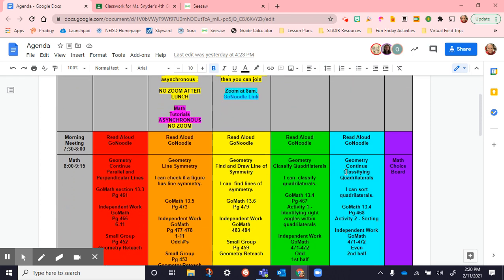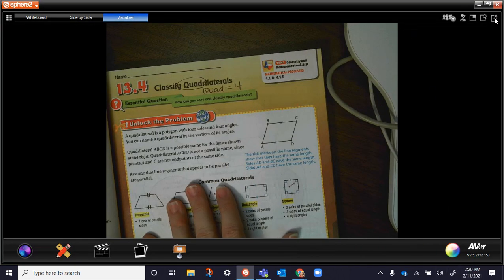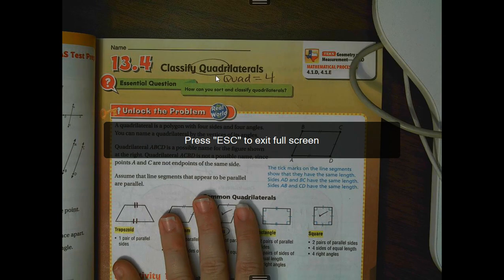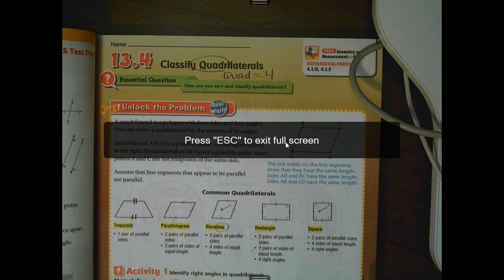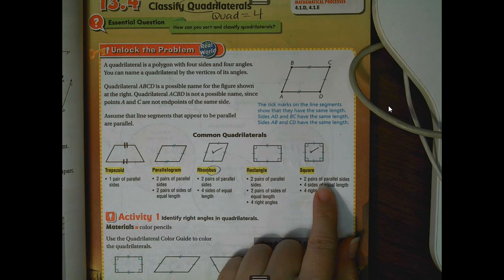We started off in math talking about how we classify quadrilaterals. This is in section 13.4, starting on page 467. Let me share my book here. Quadrilaterals: when you see "quad," it means four, so these are four-sided figures. All of these are different types of quadrilaterals.